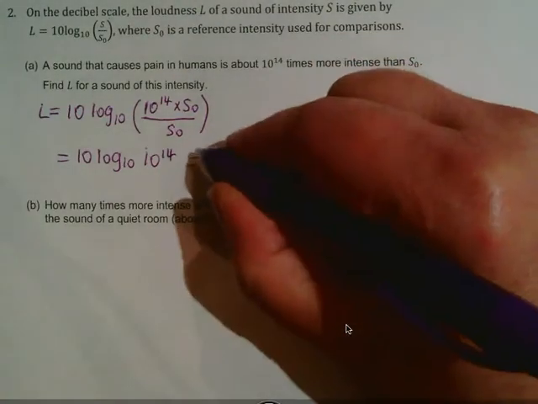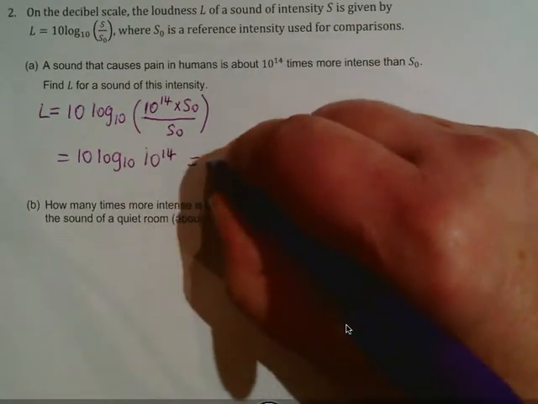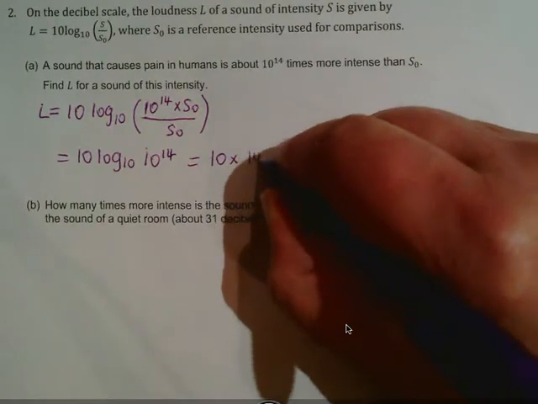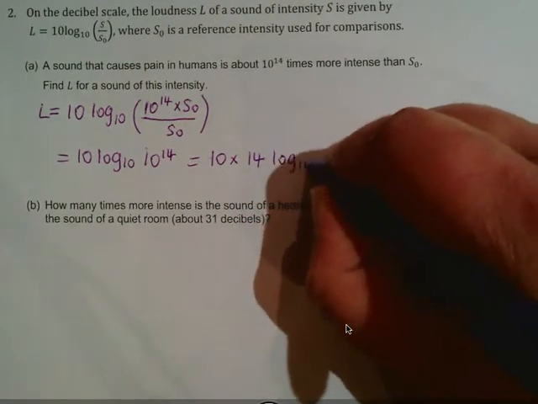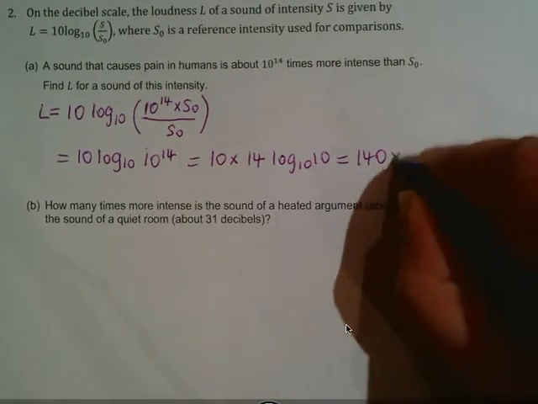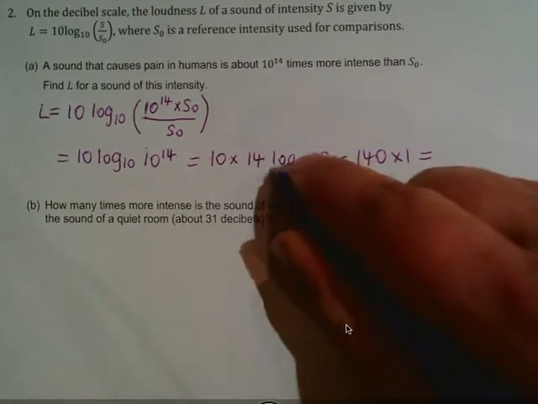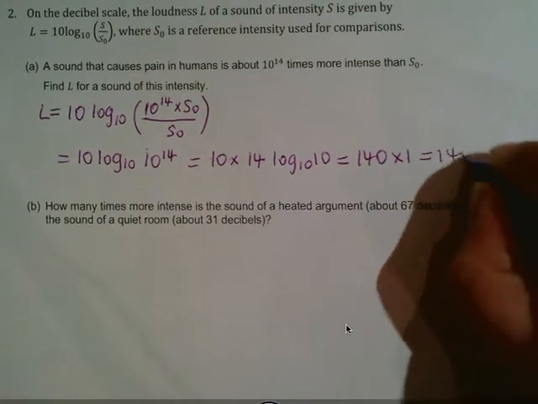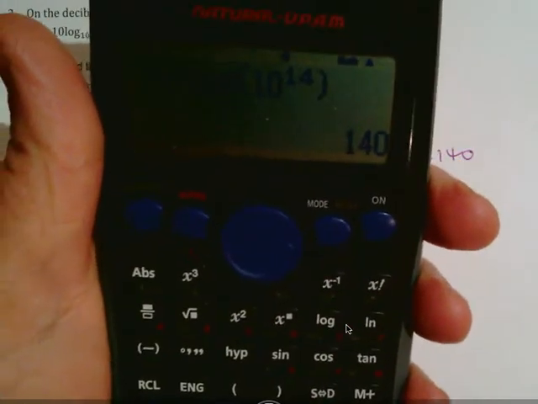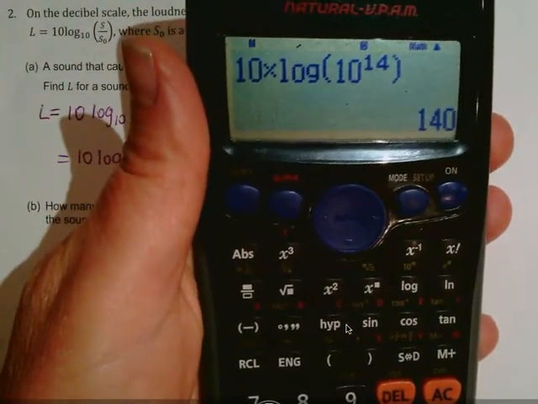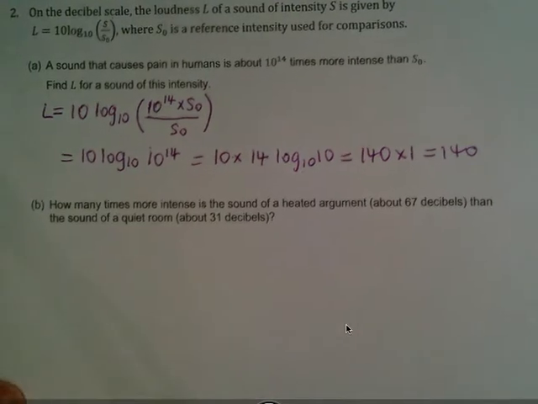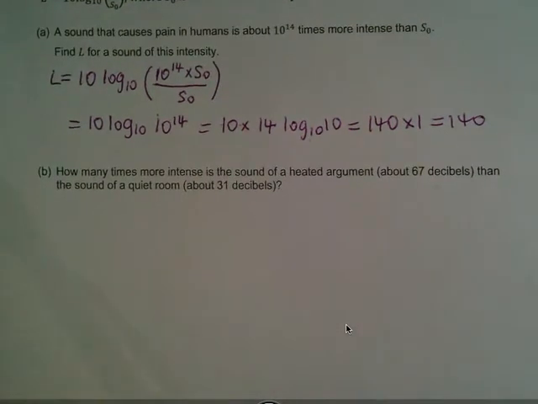Now, actually, you could work this out without even using your calculator, because this 10 can stay here. This 14 goes to the front, so it's 14 log to the base 10 of 10. So 10 times 14 is 140 times log to the base 10 of 10, which is 1. So we should get 140 on the calculator, and we do. So you actually don't even need the calculator for that calculation. All right. Now, the next one, just working backwards.